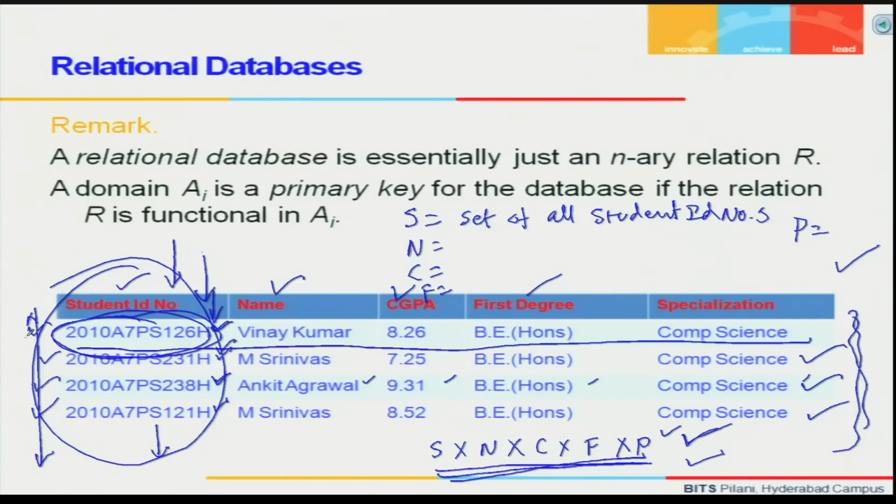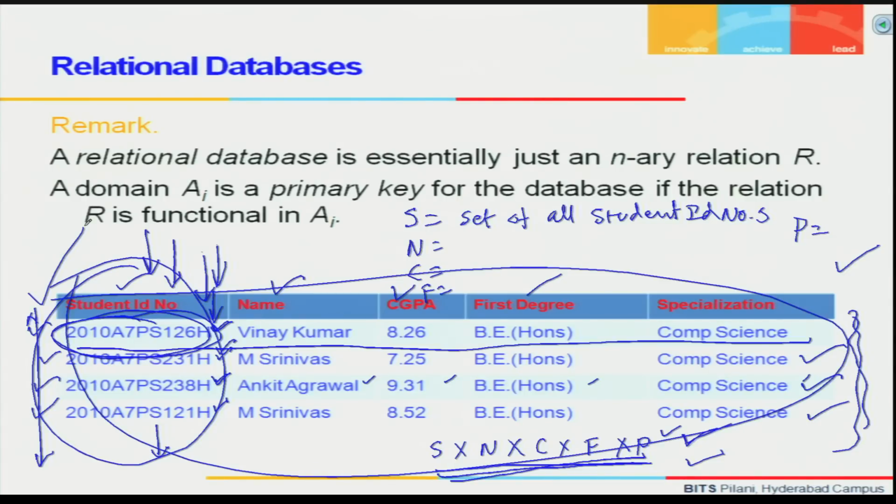Basically, the concept of primary key has been derived from this mathematical concept, that is, functional of the relation with respect to a set. Primary key is nothing but that. This is a primary key of this table because this particular set, the student ID number set, is functional in this whole relation. Hence you can call this a primary key, otherwise not.